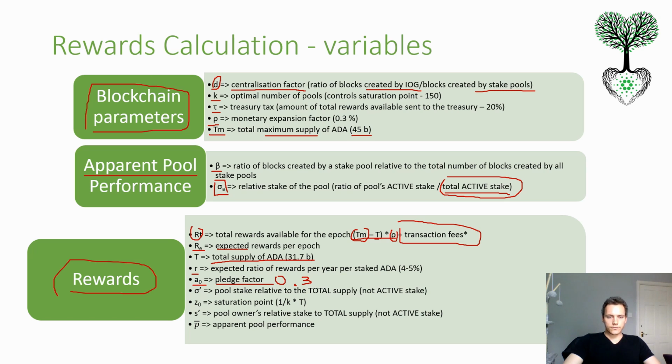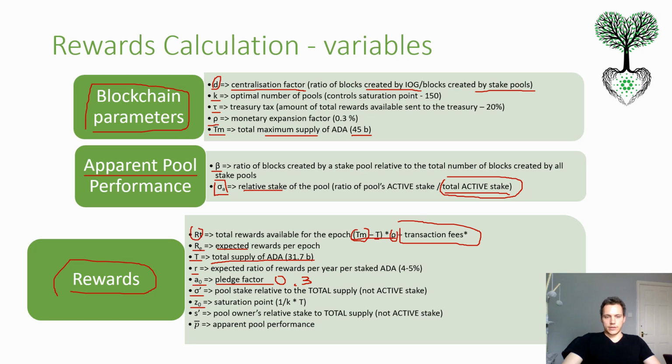Then sigma prime is the pool stake relative to the total supply of ADA. It is important to distinguish sigma prime and sigma A. Sigma A, as we covered, is the stake of the pool relative to the total active stake, and sigma prime is the pool stake relative to the total supply of ADA. So not active stake, but total supply, which is T.